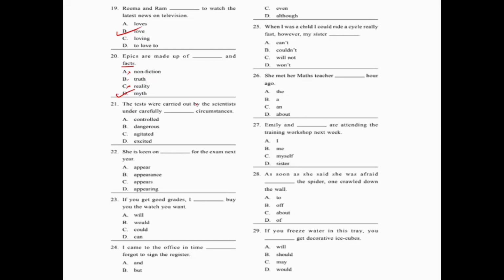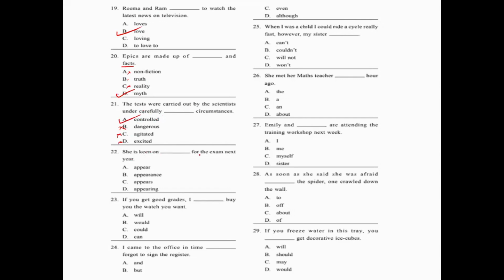The tests were carried out by the scientists under carefully dash circumstances. Under carefully controlled circumstances. Okay, dangerous, no. Why will it be dangerous? It can't be agitated, nervous, worried circumstances, no. Can't be that one. Excited circumstances, no. It should be controlled circumstances. Okay, they perform the experiments under controlled circumstances. So option A is the correct answer.